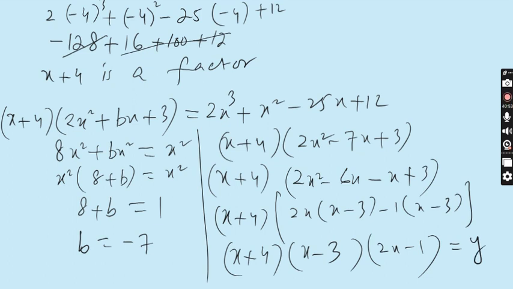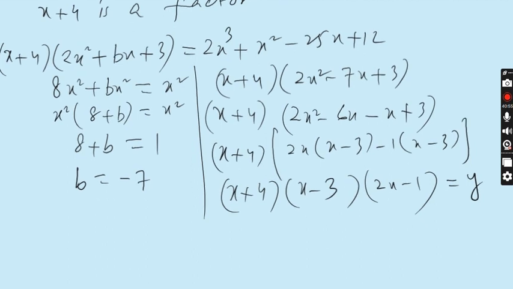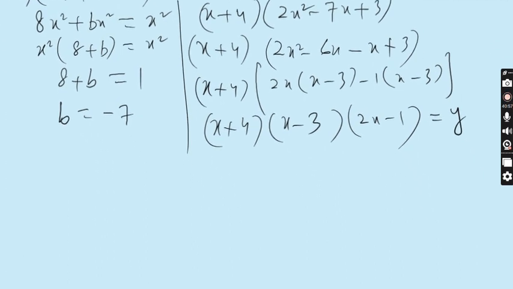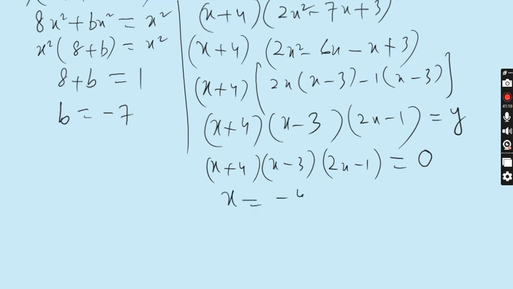Now this question is reduced to just like question 4 and question 5. Find the axis intercept, put y equals to 0, so (x plus 4)(x minus 3)(2x minus 1) is equal to 0. This gives you x equals to minus 4, x equals to 3, x equals to 1 upon 2.